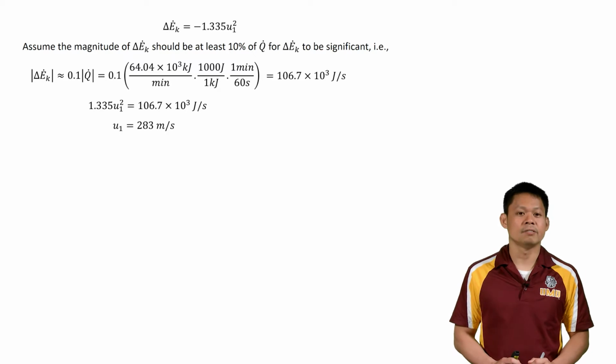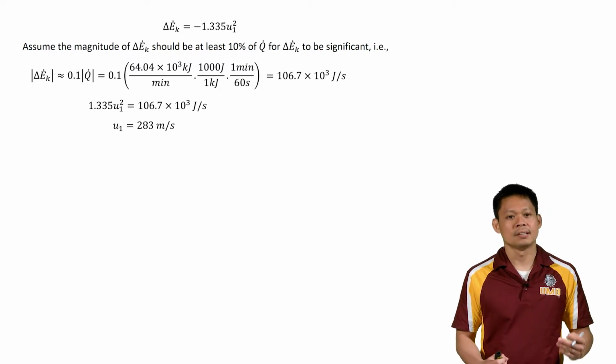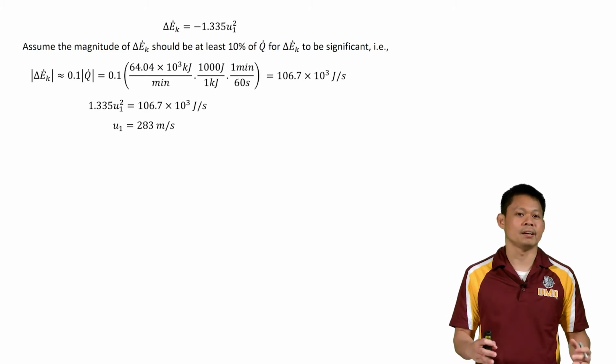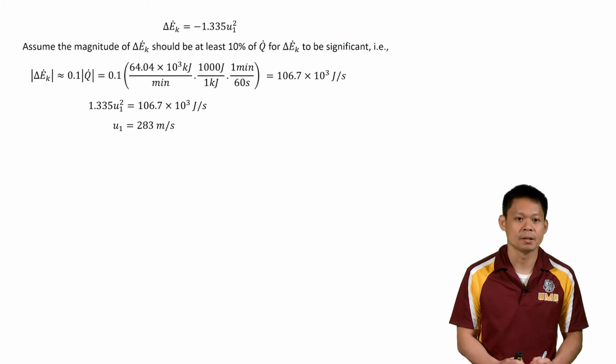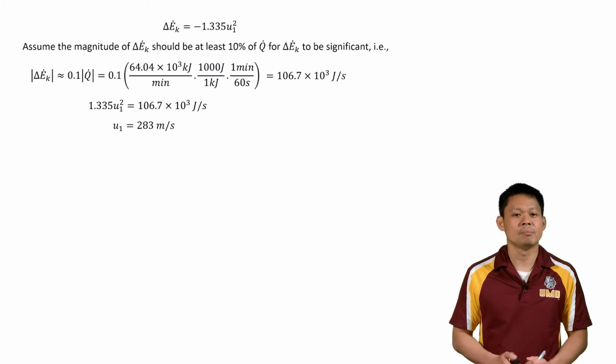This is the velocity for the input stream that will make our change in kinetic energy 10% of the Q that we calculated. And that's when we can assume that this is at least significant enough for us to include this term. As a source of comparison, how fast is 283 meters per second?